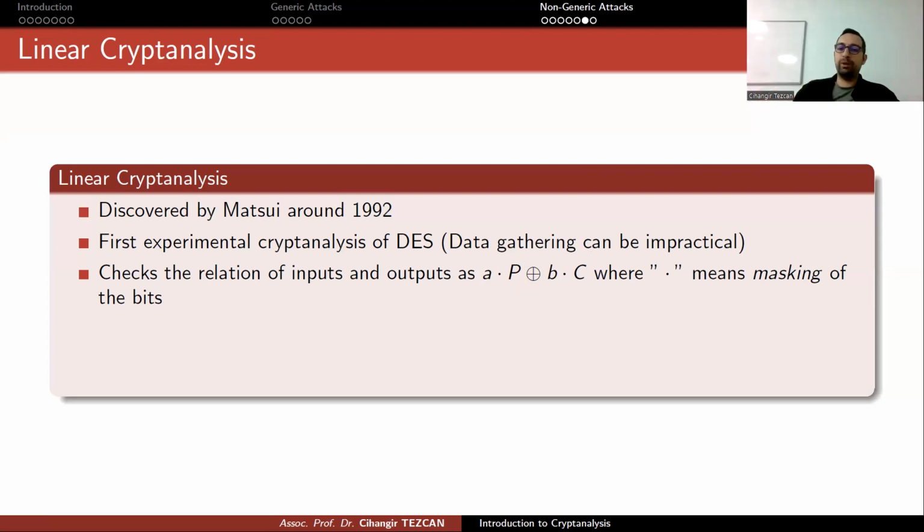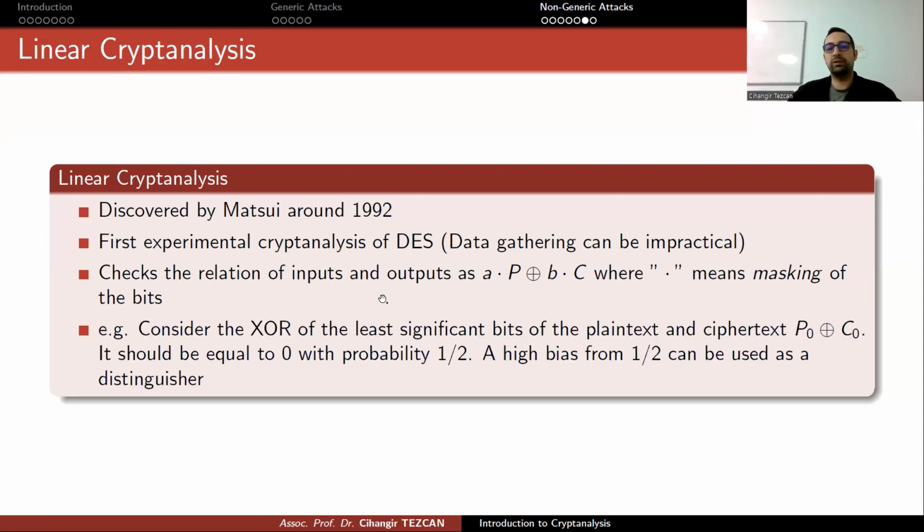In a random permutation, the result should be 0 with probability 1/2 and 1 with probability 1/2. But if there is a weakness that you can find, this result gives you 0 with probability 1/2 plus or minus some epsilon. If that epsilon is bigger, it is better for the attacker, so you can break the system. This is your distinguisher.